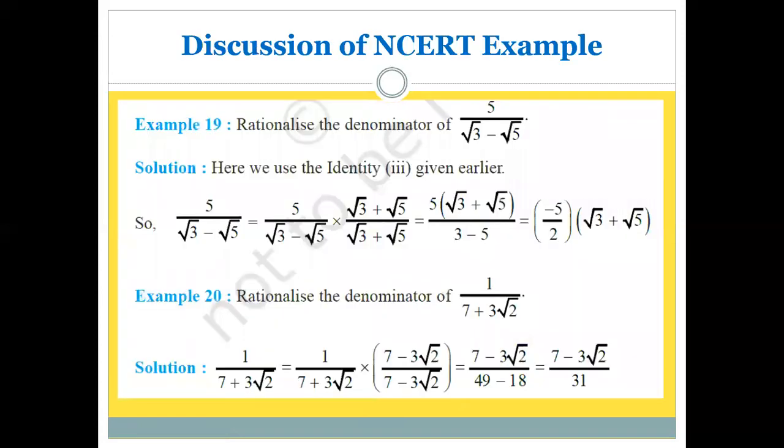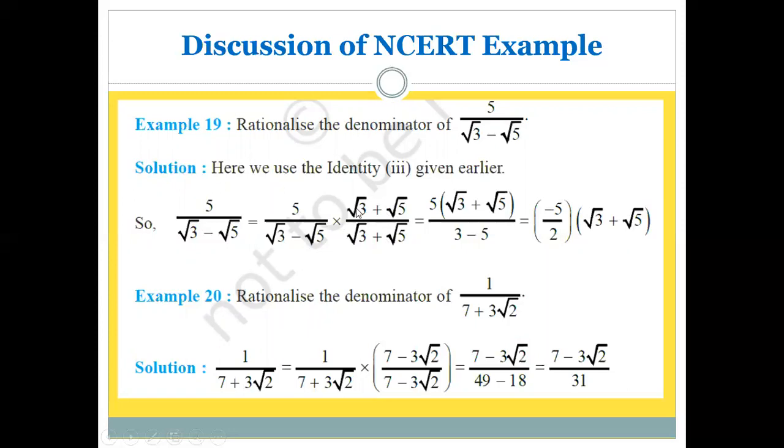That is discussion of NCERT examples 19 and 20. Here we have the rationalized value of 5 upon root 3 minus root 5. Again, we see here the sign is negative. So we have to multiply it with root 3 plus root 5, so that we can apply the identity (a plus b)(a minus b) is equal to a square minus b square.